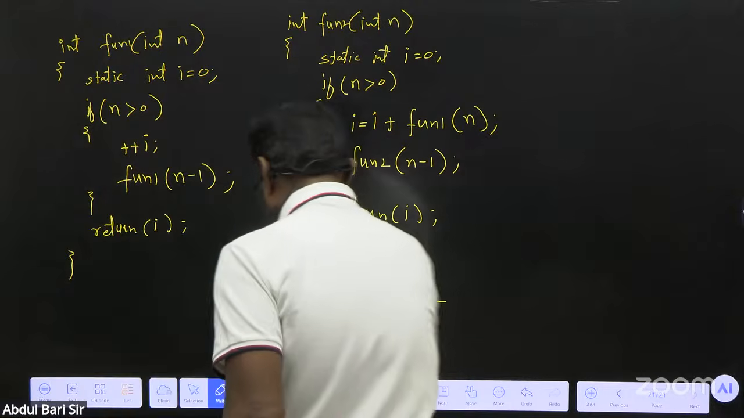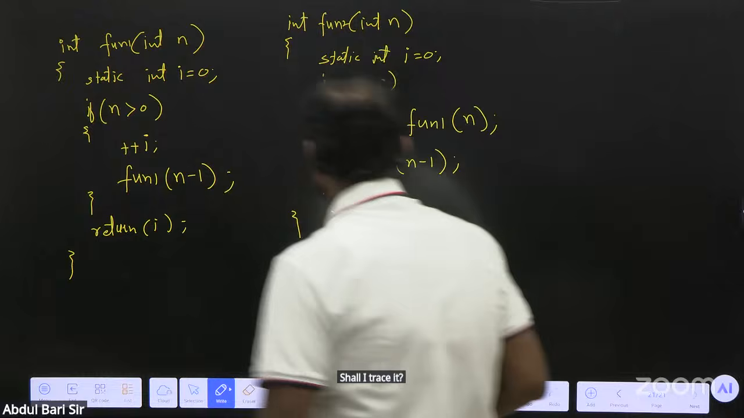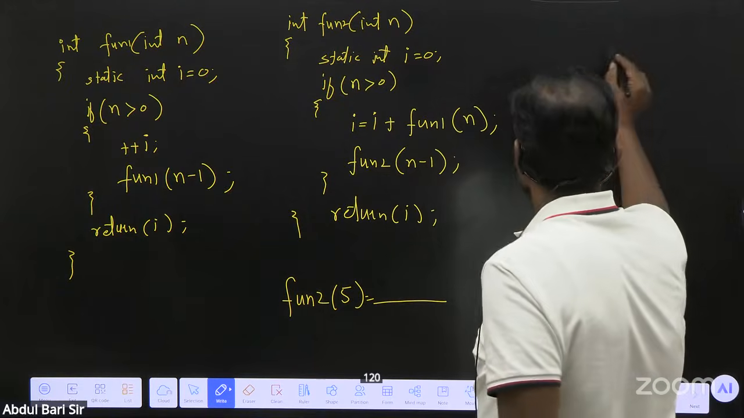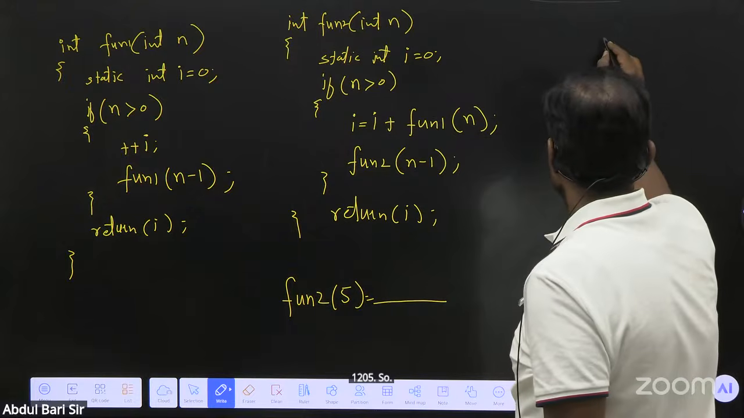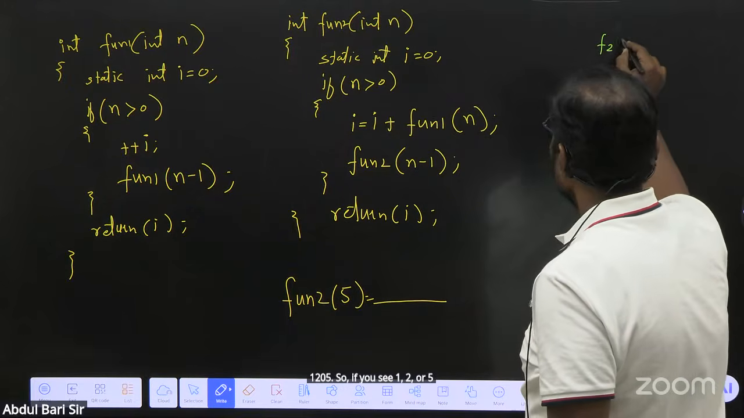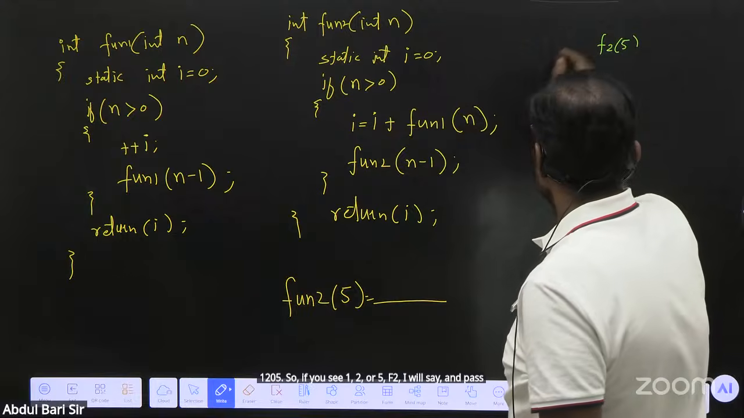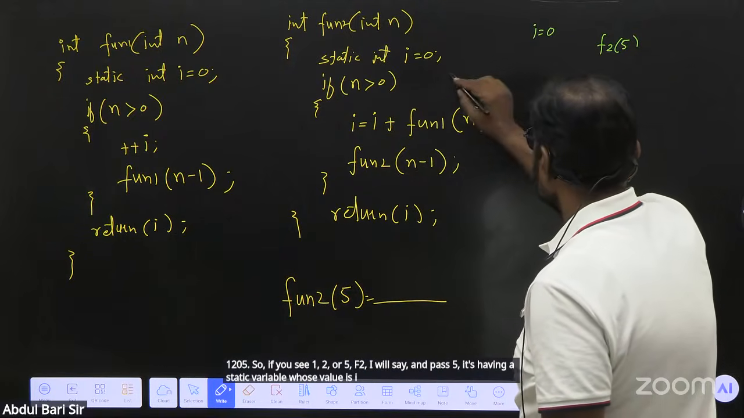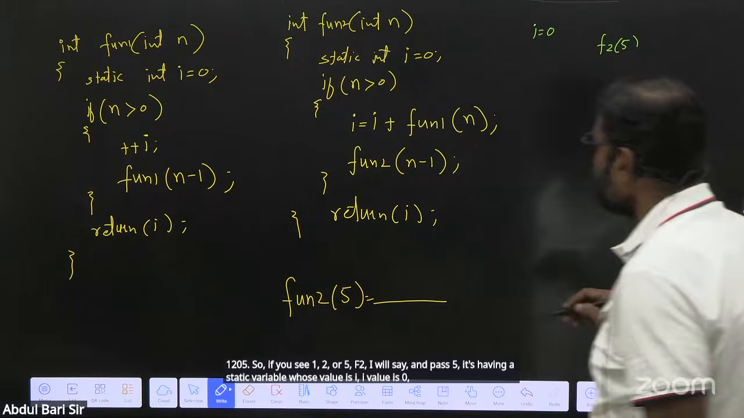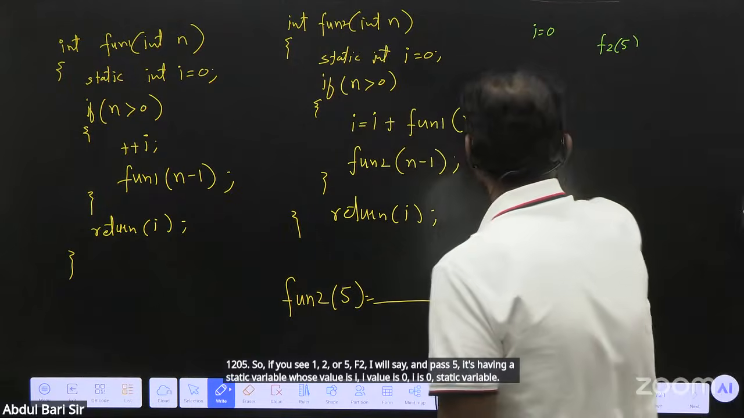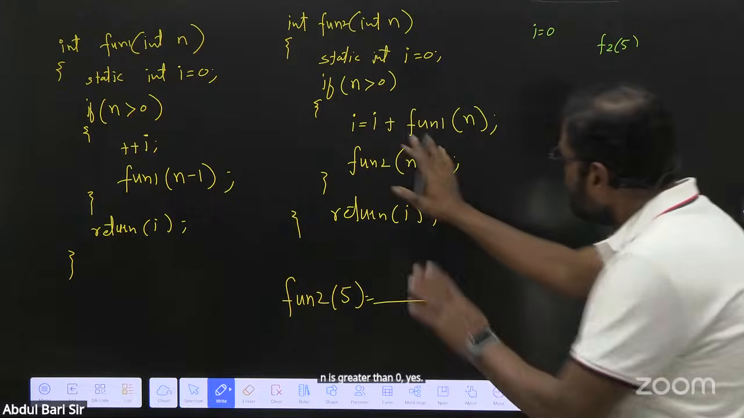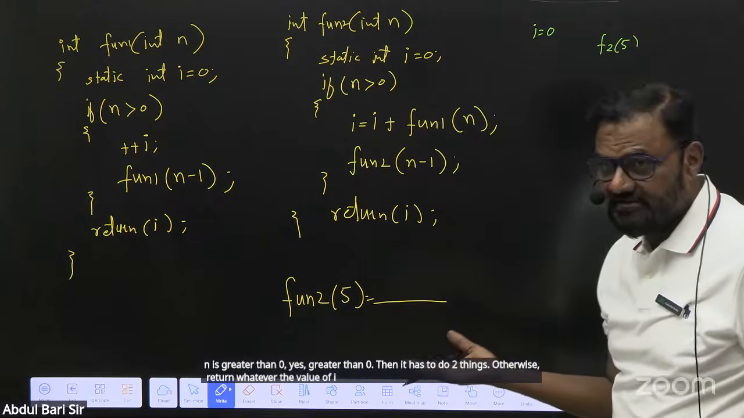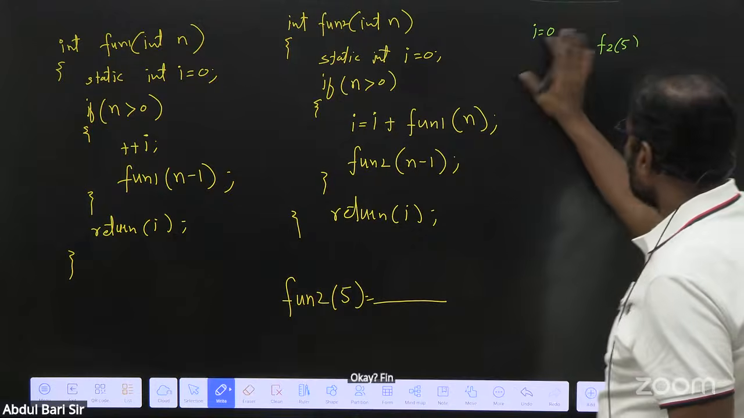Shall I trace it? Fun 2 of 5. If you see fun 2 of 5, F2, I will pass 5. It has a static variable I whose value is 0. If N is greater than 0, yes, then it has to do two things. Otherwise, return whatever the value of I is. Finally, the I value is returned.